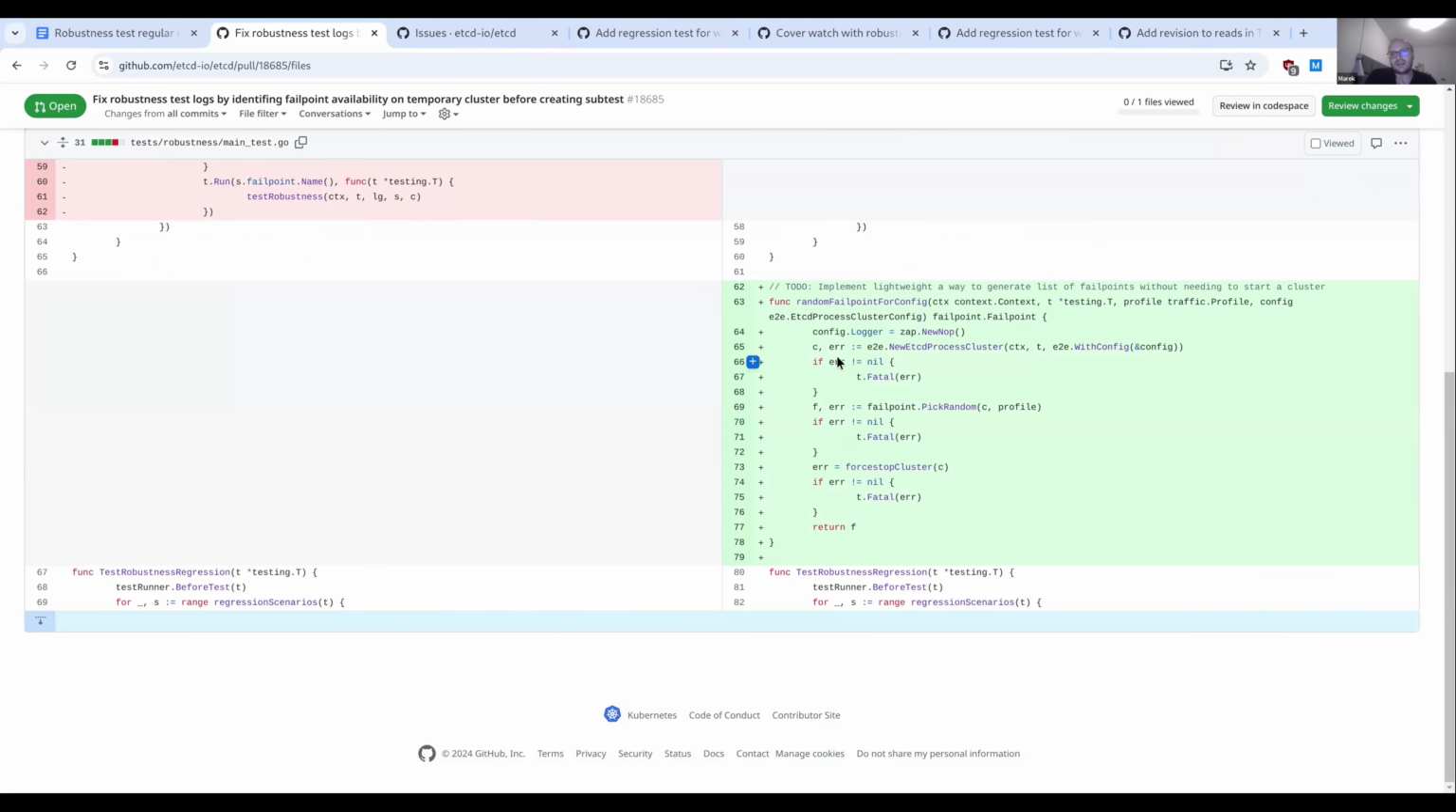We can maybe start a temporary cluster just for a second and kill it after to pick the fail point. The best solution would be if we knew which fail points we are able to run on specific etcd binaries in the cluster we plan to run, with a specific configuration, but this is not always 100% known. Without a dedicated tool in the fail point package, it's hard to predict.